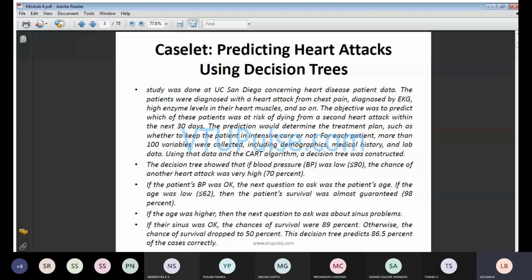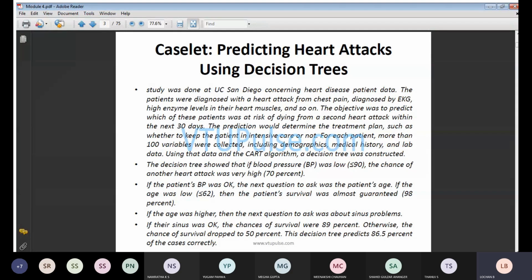For each patient, more than 100 variable samples were collected, including demographics, medical history and lab data. Using that particular data, they have constructed a decision tree. So this is what the decision tree is, nothing but the conditions. The decision tree showed that if BP was low, less than or equal to 90, the chance of another heart attack was very high, 70%. This is the first condition they have told.